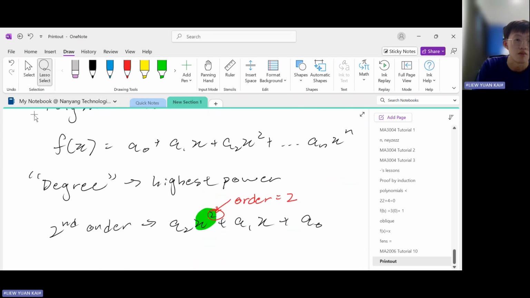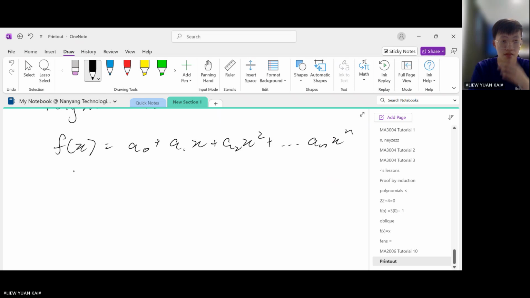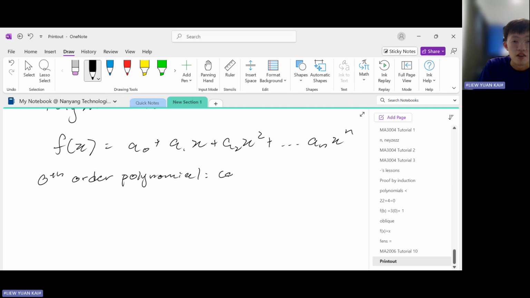Now, let's also talk about polynomials from 0th order to the second order. That's enough for our discussion for now. So what is a 0th order polynomial? A 0th order polynomial is what we call a constant. If it's 0th order, that means f of x is equal to a naught. So it's just a constant. This is a fixed number.